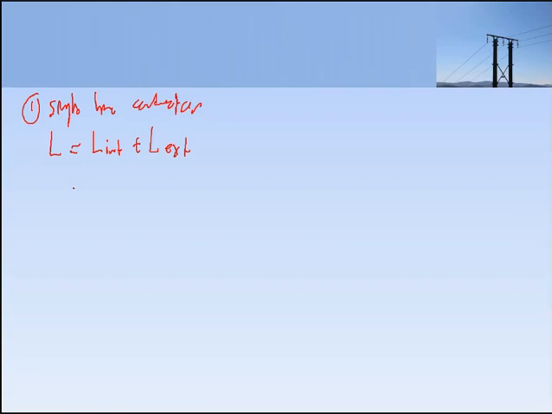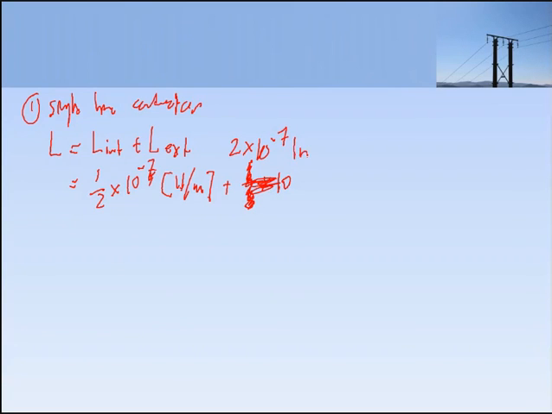Okay, so the L internal dah decide already, boleh tulis terus je. Okay, 10 to minus 7. Okay, ni dalam unit Henry over meter, then plus with the 2 10 to minus 7 ln D2 over D1. Okay, D2 over D1. So it's the same unit. So, okay. Henry over meter.